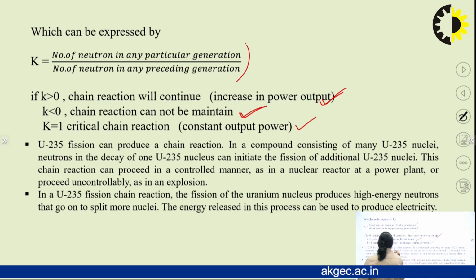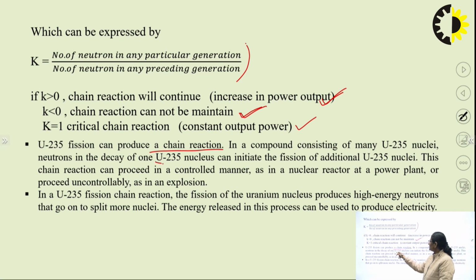Uranium-235 fission can produce a chain reaction. In a compound consisting of many uranium-235 nuclei, neutrons in the decay of one U-235 nucleus can initiate the fission of additional uranium-235 nuclei. This chain reaction can proceed in a controlled manner as in a nuclear reactor at a power plant, or proceed uncontrollably as an explosion.